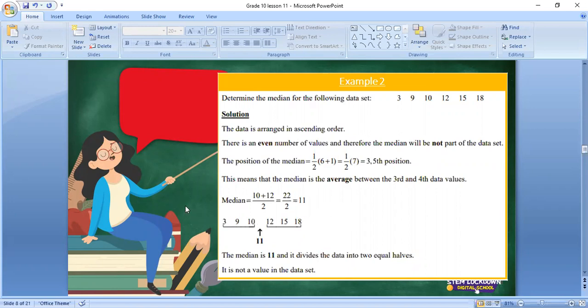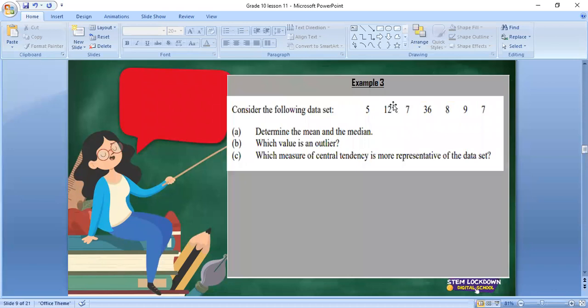All right, let's go to the next example. Consider the following data set. Determine the mean and the median. Which value is an outlier? Which measure of central tendency is more representative of this data set? To find the mean, we add all the values together and divide by how many there are: 5 plus 12 plus 7 plus 36 plus 8 plus 9 plus 7, all divided by 7. That will give us our mean.